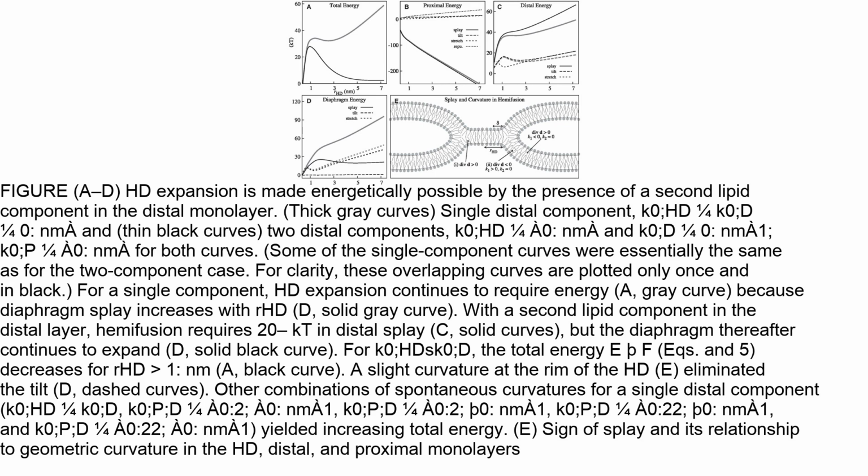Overall, these results provide insights into the energetics and barriers involved in various steps of membrane fusion. The calculations highlight the importance of spontaneous curvature, lipid length, and bilayer separation in determining the energy landscape of fusion. They also demonstrate the significance of distal monolayer composition in enabling HD expansion. These findings contribute to our understanding of the molecular mechanisms underlying membrane fusion and have implications for related biological processes.